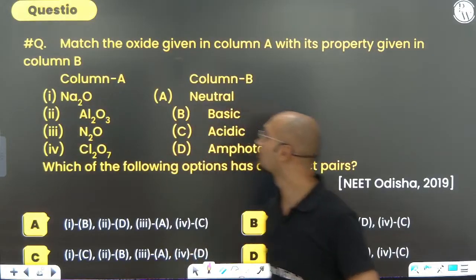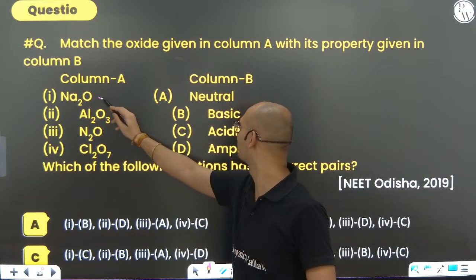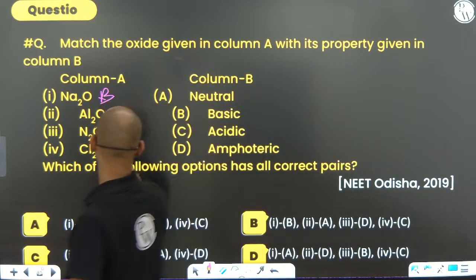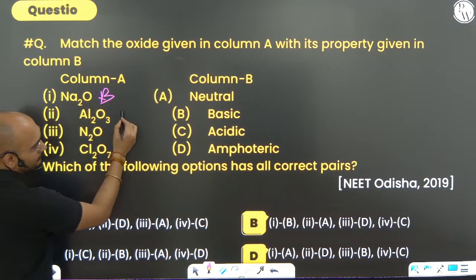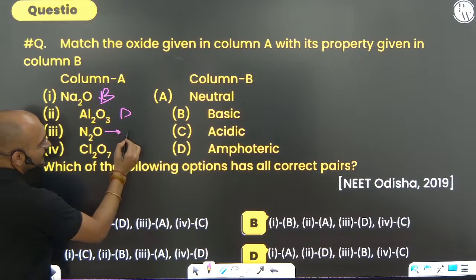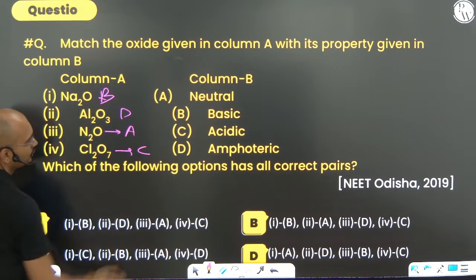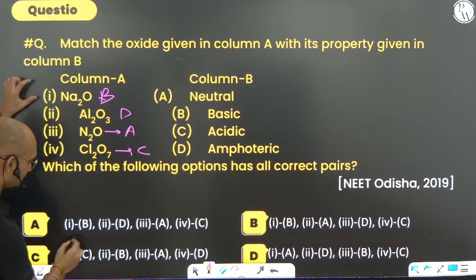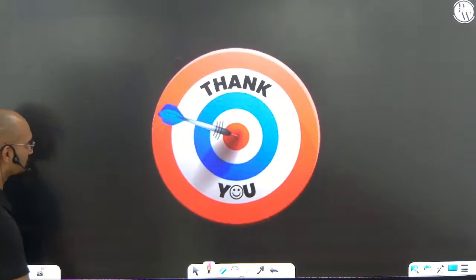Next is match the oxide given with the property. Na2O is basic, B. Al2O3 is amphoteric, D. N2O is neutral, A. Cl2O7 is very acidic, C. So 1 to B, 2 to D, 3 to A, 4 to C. Option A is the correct option.